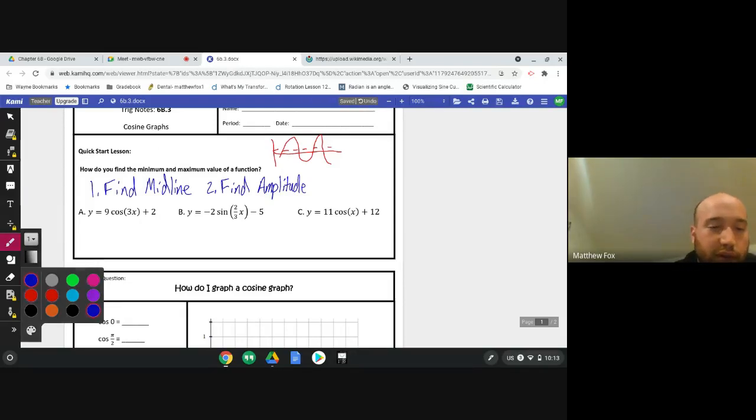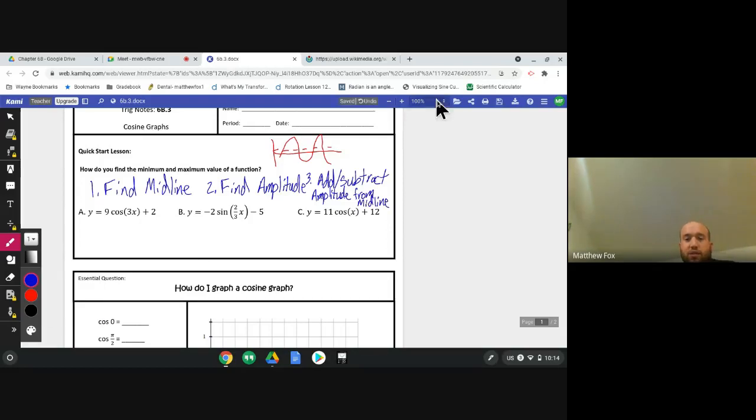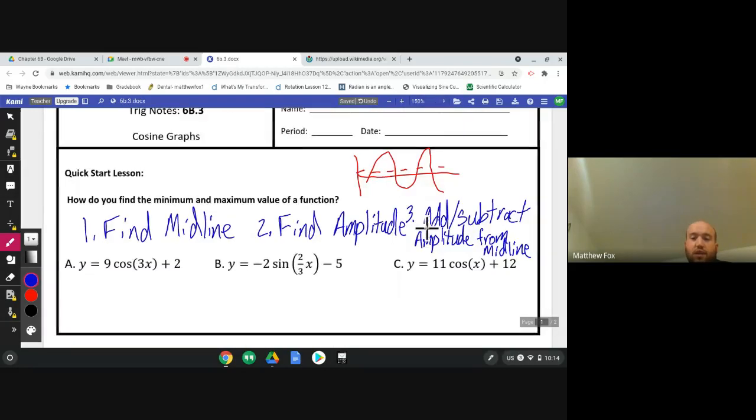So, step 3, we add or subtract the amplitude from the midline. Kind of ran out of room here, but the amplitude from the midline. I'm going to make this a little bigger just so it's easier for me to see, hopefully easier for you to see. But we'll add or subtract the amplitude from the midline. Now we look at this first one. We need to find our min and our max.